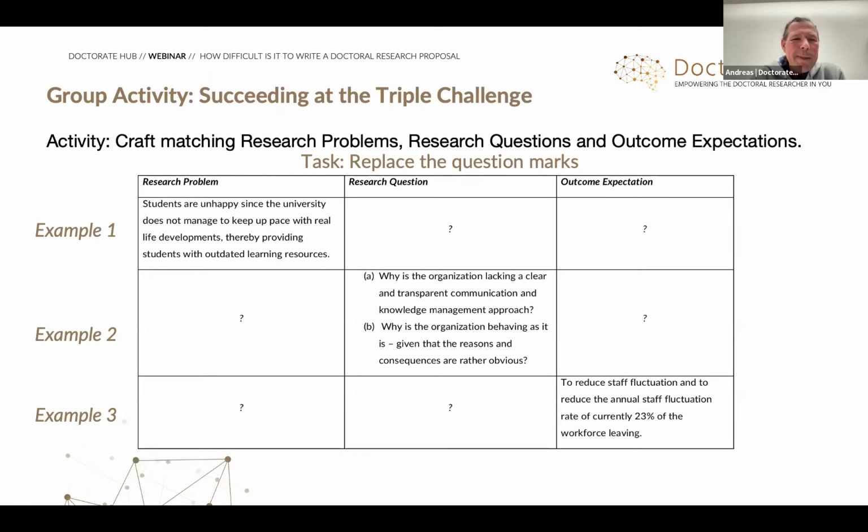Example two. So the research questions for this case are, why is the organization lacking a clear and transparent communication and knowledge management approach? Followed by, why is the organization behaving as it is, given that the reasons and consequences are rather obvious? So those are two questions. What could be the underlying problem? And what could be the expected outcomes?